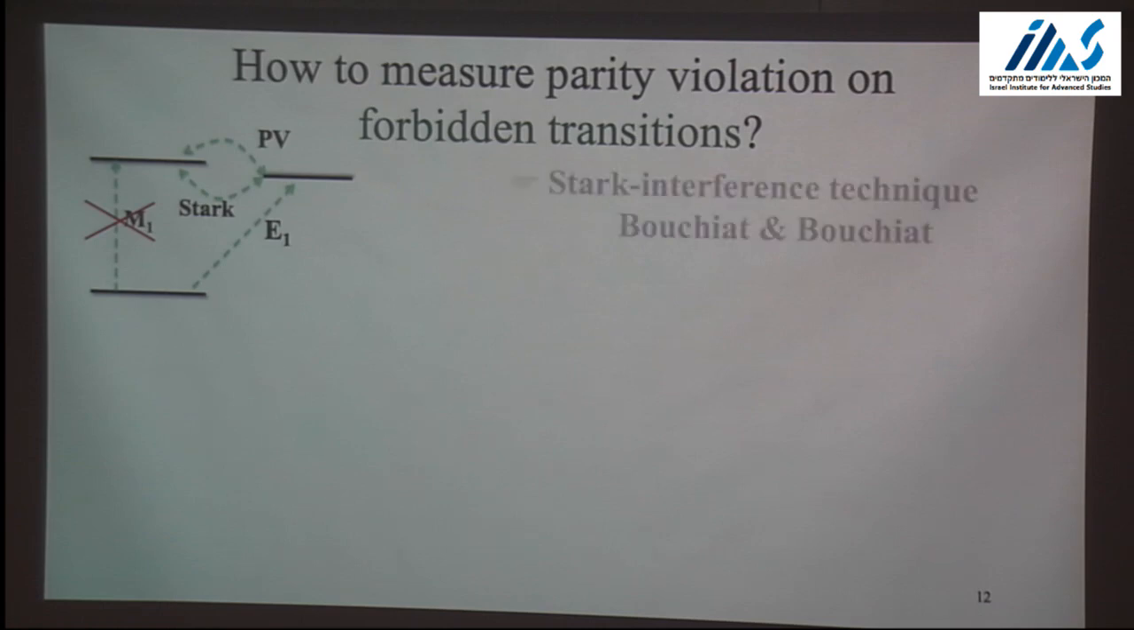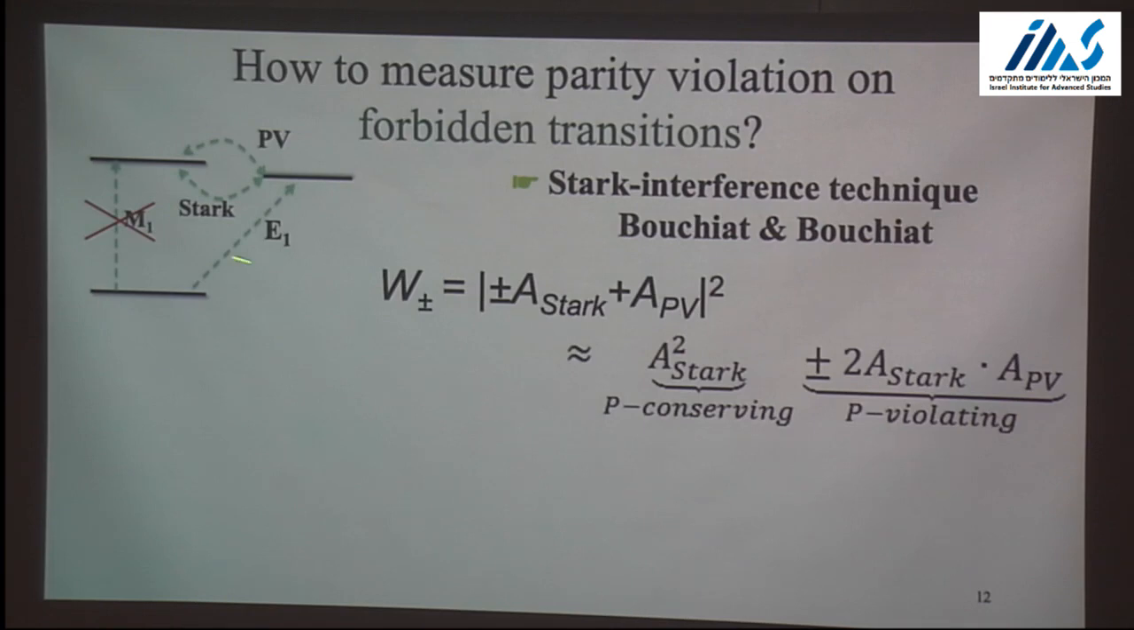In addition, then, in order to write the overall transition probability, we would say that the overall transition probability is, so this is the atomic parity violation amplitude, and this is the Stark induced amplitude. Okay, and then we have to take the square here. We can neglect the square of this, as I just said, because it's a very small number. Then we have the square of the Stark amplitude, which is P conserving, and the interference term between the two. That is now linear in the weak interaction matrix element.